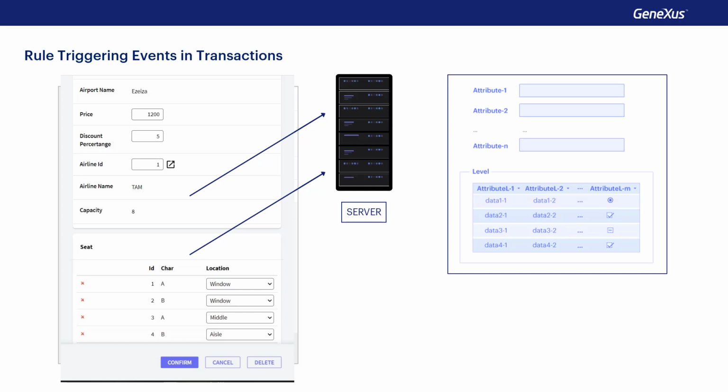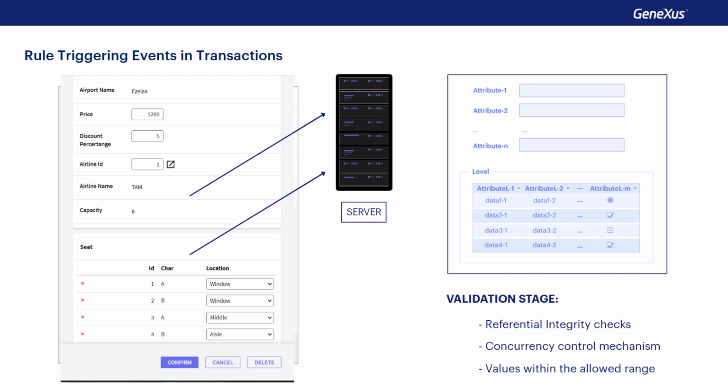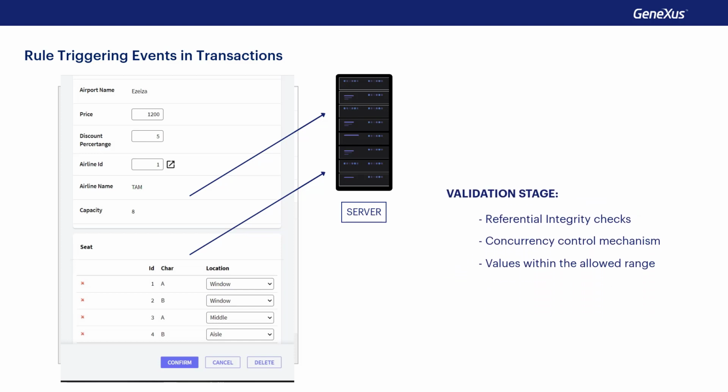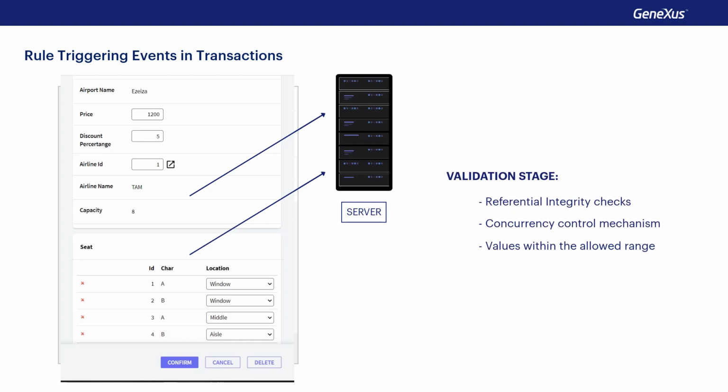Once Genexus has finished executing these rules and formulas, a validation stage begins, in which all the referential integrity checks are verified. The concurrency control mechanism checks that the relevant data has not been modified, and it's checked whether the values that were entered for the attributes are within their allowed range. Genexus allows us to condition the rules to be executed immediately before performing this validation, using the triggering event on BeforeValidate, and immediately afterwards using the triggering event on AfterValidate.